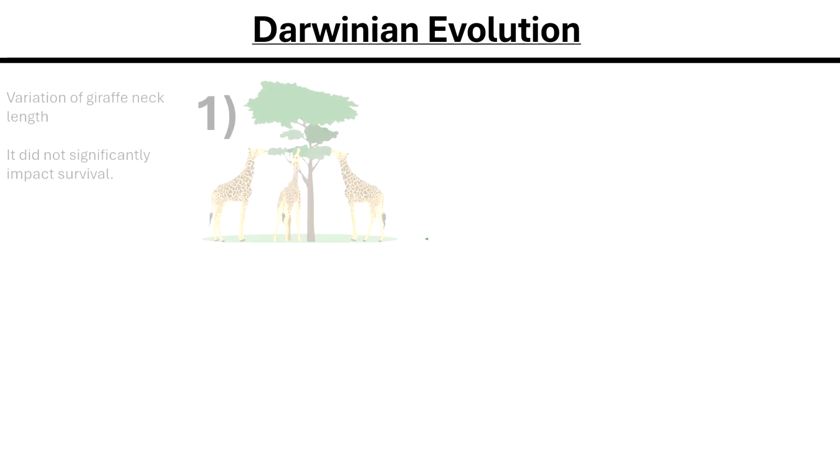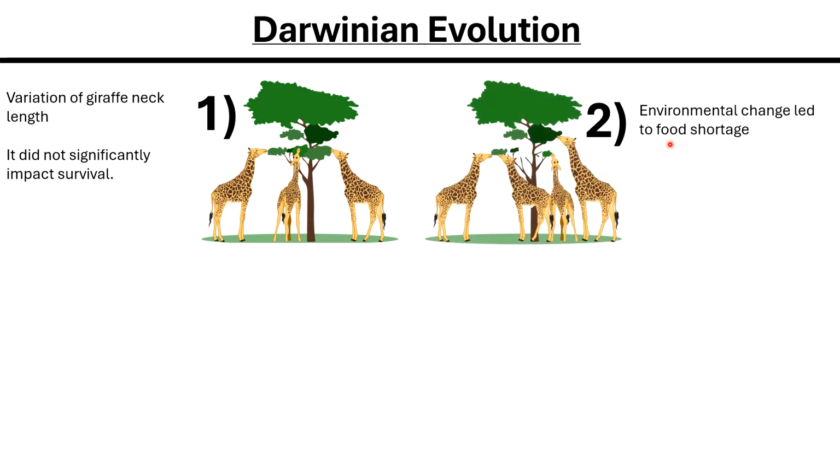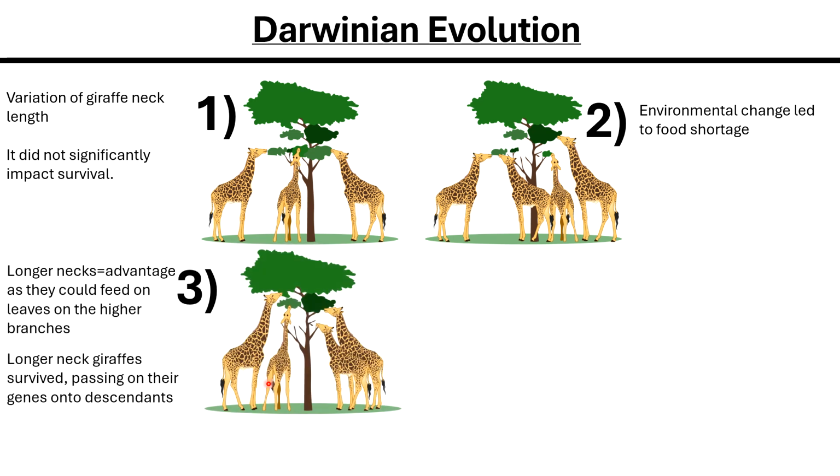If we look at the ancestors of giraffes, we'll see that there was a variation in their neck length. So some had longer necks, some had shorter necks, and this did not really matter because the tree branches of this species were at lower heights anyway. Now, environmental changes would lead to these tree branches growing taller and hence leading to food shortage, and only the giraffes with the longer necks would have an advantage and would actually survive, passing on their genes to descendants.